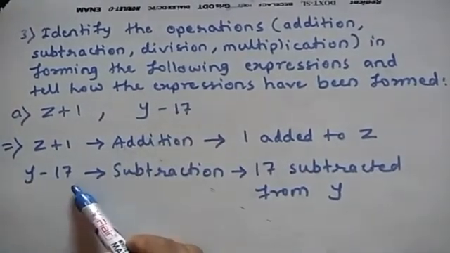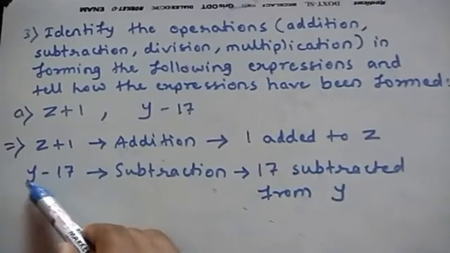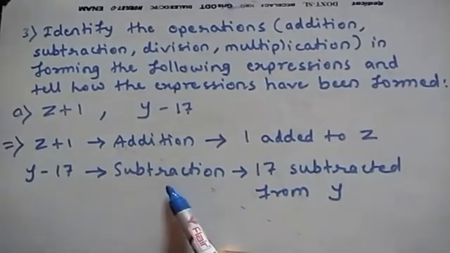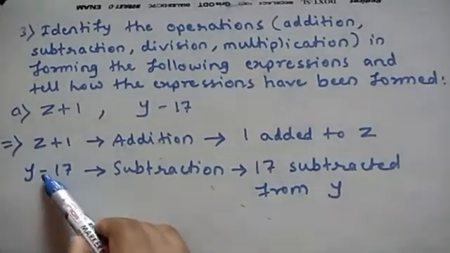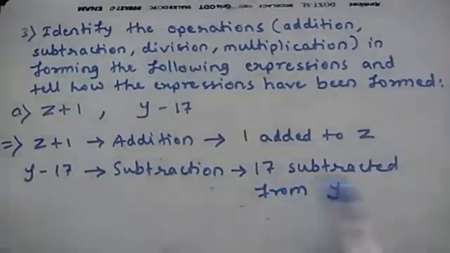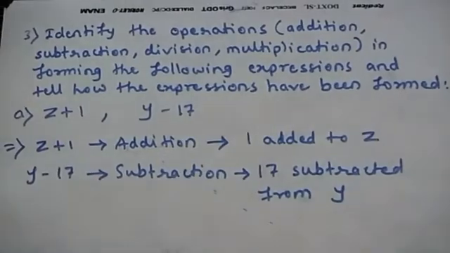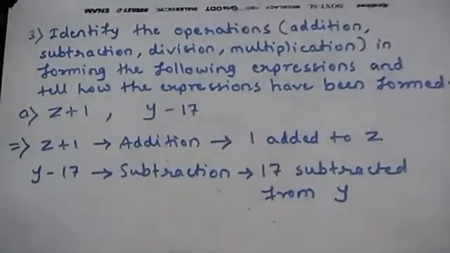Here also we can see, students, the minus sign is there. y minus 17. Here which operation is used? Subtraction. And how has it been formed? 17 we subtracted from y. Therefore 17 subtracted from y. So in this way we can answer this type of questions.